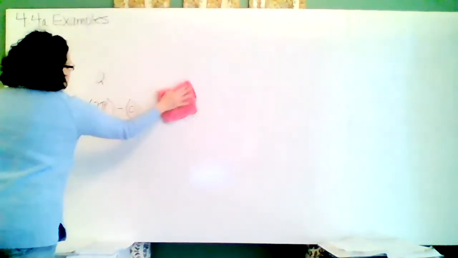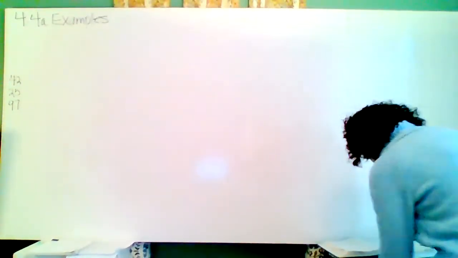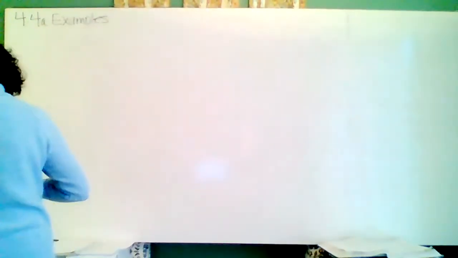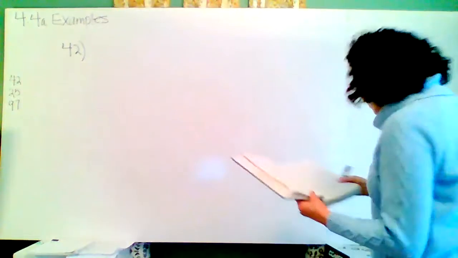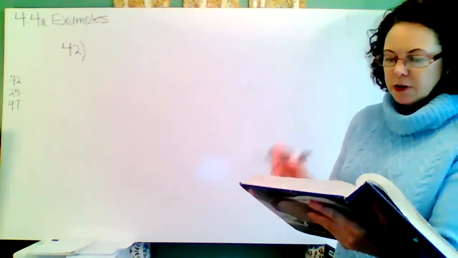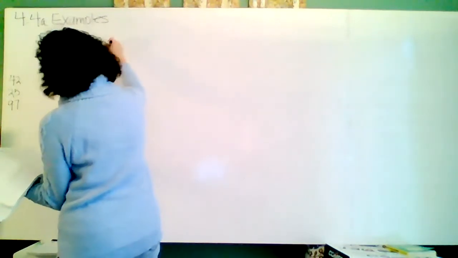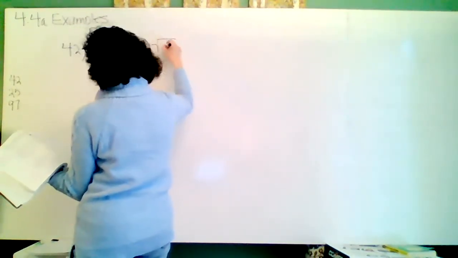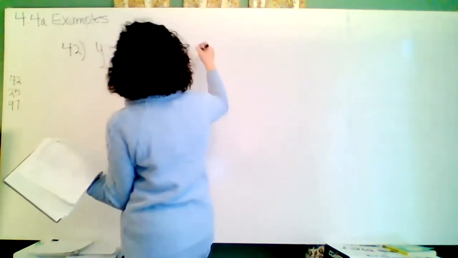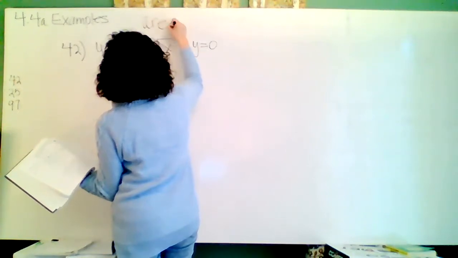Number 42. I know this doesn't seem so bad, and hopefully it won't by the time we get to the end, but let's take a look at 42 and see what's going on. On 42, it says find the area of the region bounded by the graphs of the equations. So here's what they have: y equals 3 minus x times the square root of x, and they give y equals 0. They're asking you for the area.